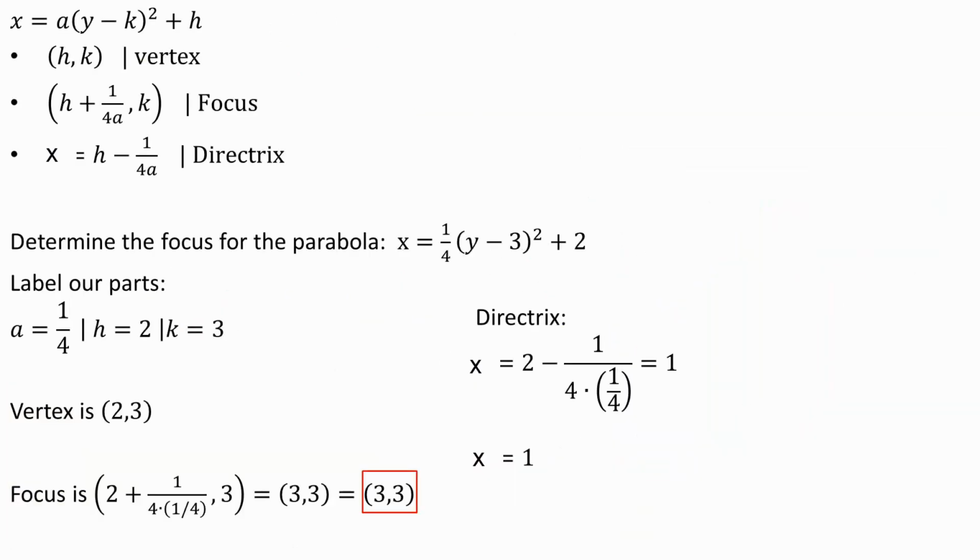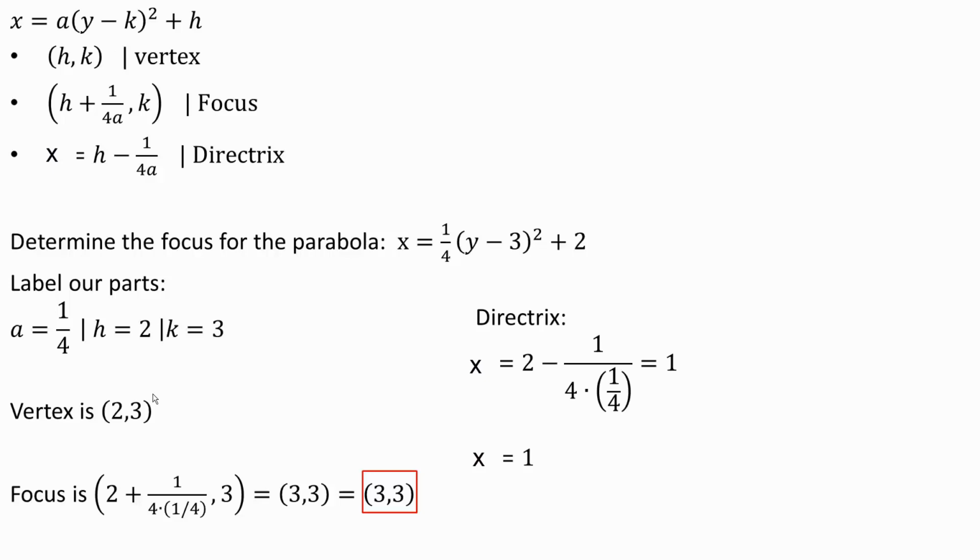Now we're going to do one more problem. This problem will have a horizontal axis of symmetry. And so I'm going to use this formula here. So we have x is equal to 1 divided by 4 times (y minus 3) squared plus 2. So let's label our parts. a is equal to 1 divided by 4, h is equal to 2, and k is equal to 3, simply matching our points.